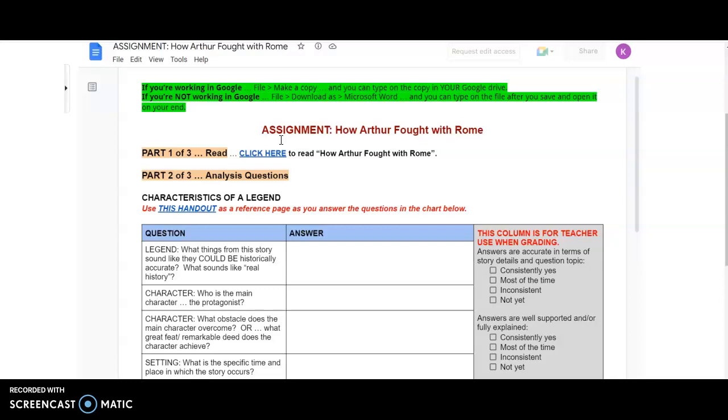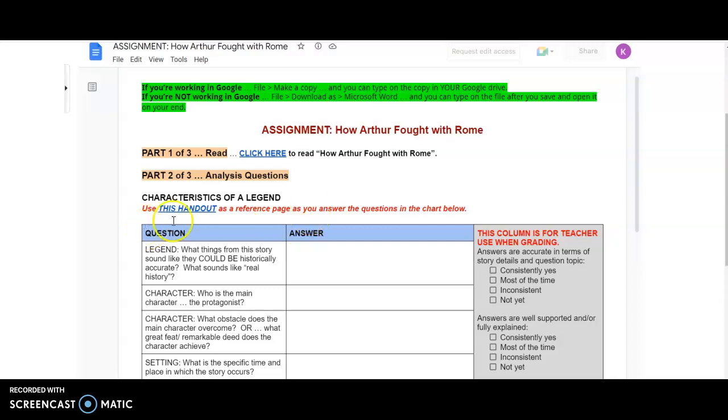So before you even start this, you want to make sure that you read the story How Arthur Fought Rome. You're really going to see those connections to the Celts and what we learned about last week. Then I want you to remember the characteristics of a legend. We learned about this last week as well. I promised you it was all going to come back this week, and here it is.